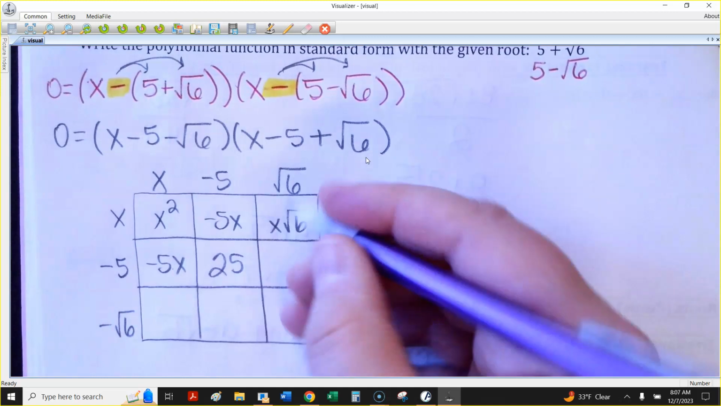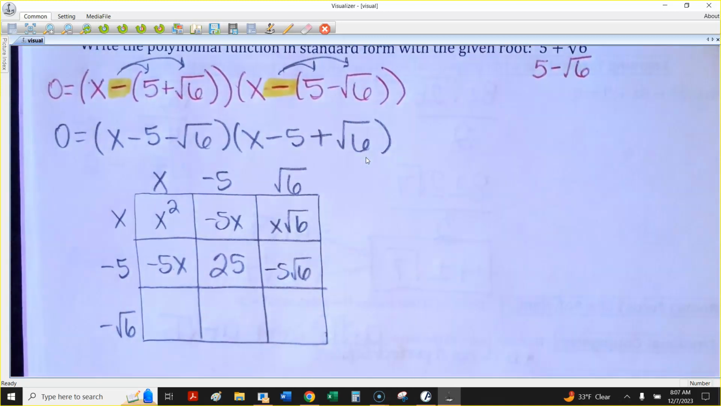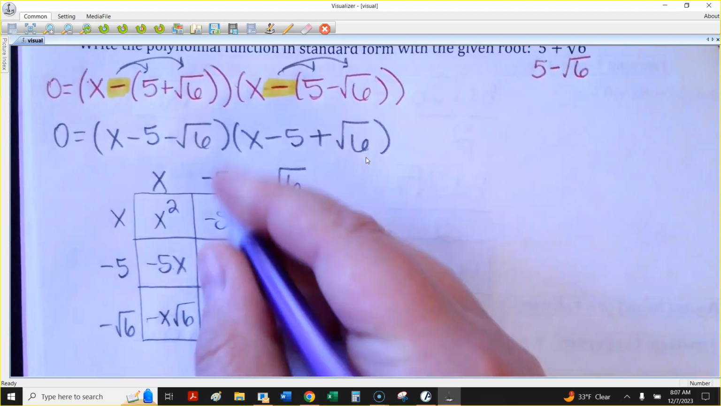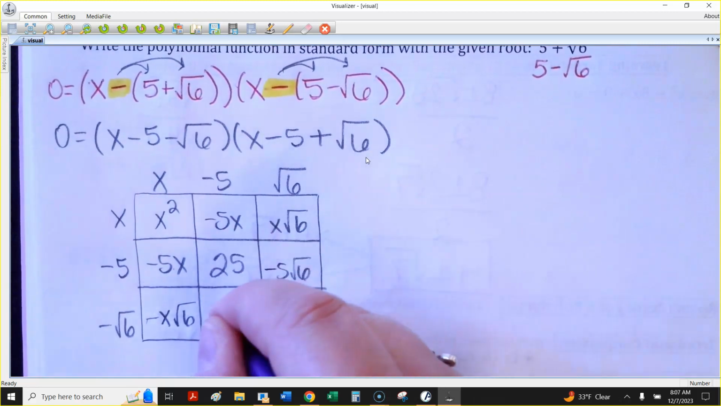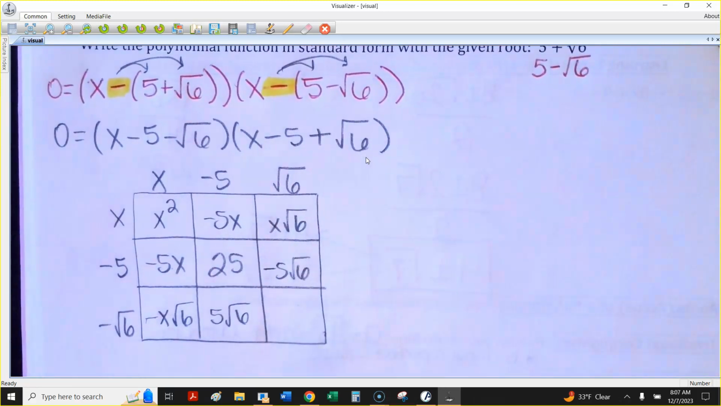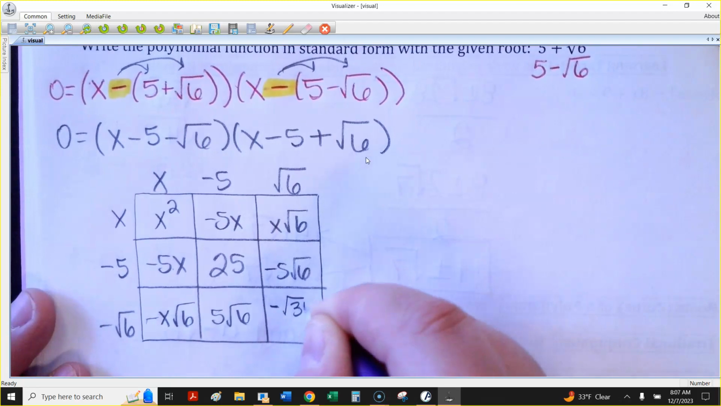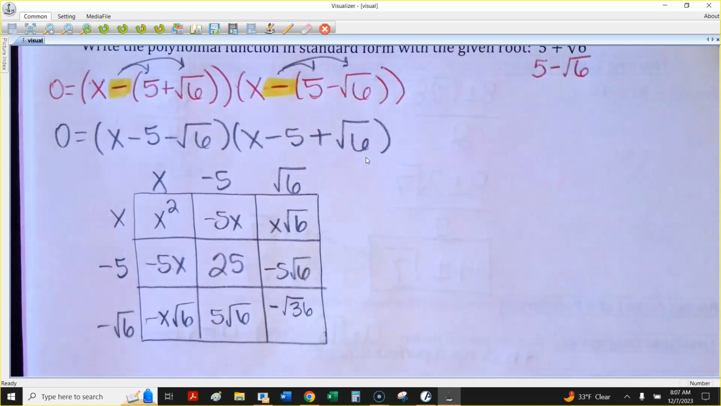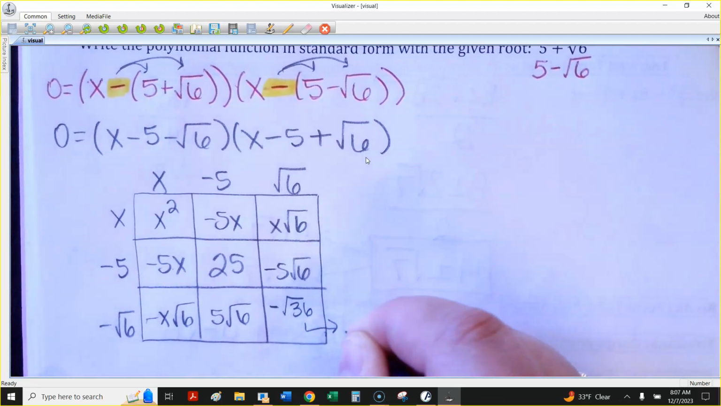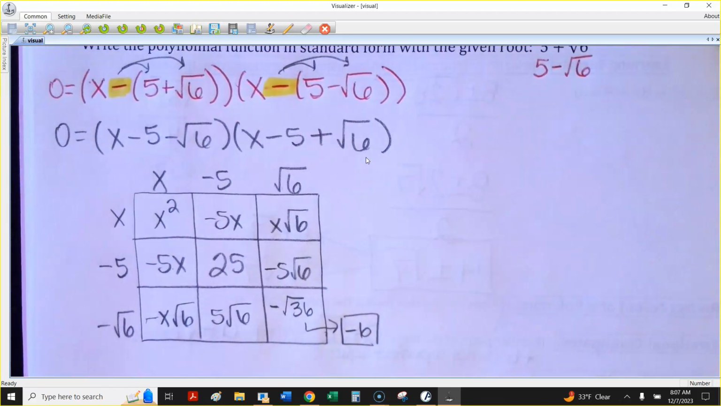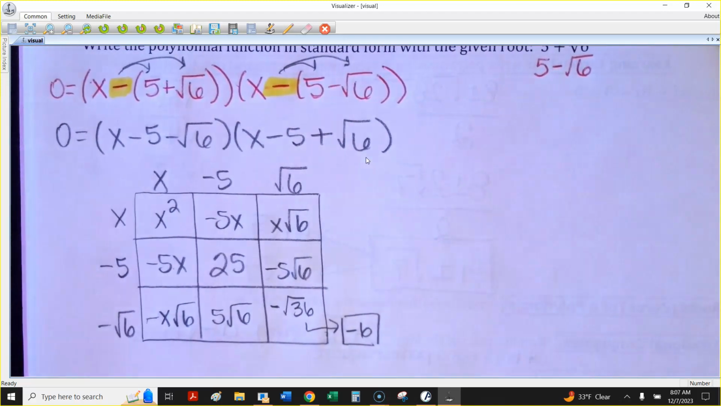Negative 5 times radical 6, just put a negative 5 in front of a radical 6. Then down here I'm going to do, this will be negative x radical 6. This negative times a negative is positive 5 radical 6. And then down in the corner, negative times a positive will make this negative, and it would be negative square root of 36. Now I kind of wrote that small. That really means this box is negative 6. Because you'll always end up with a perfect square in that bottom corner, because these two will be the same number, so it'll turn into a perfect square, and it'll always have a negative in front of it because one of them will be positive and one of them will be negative from the conjugates.